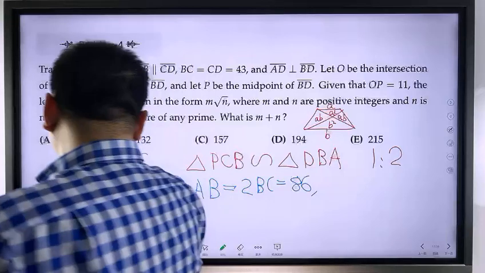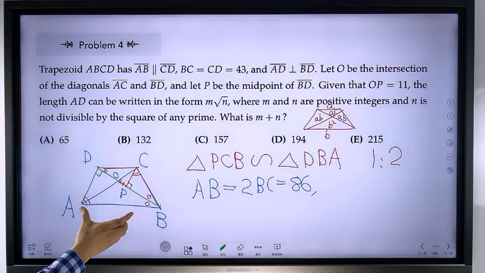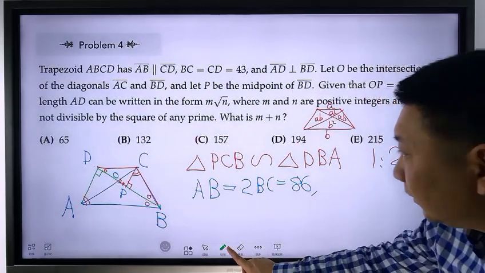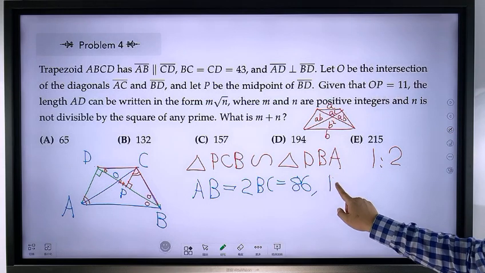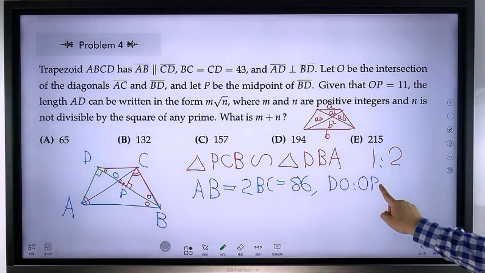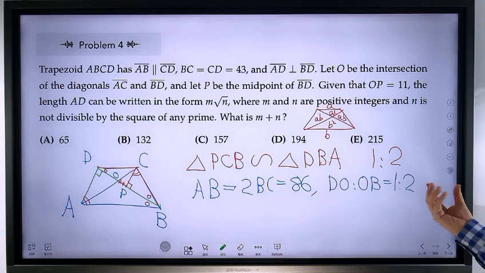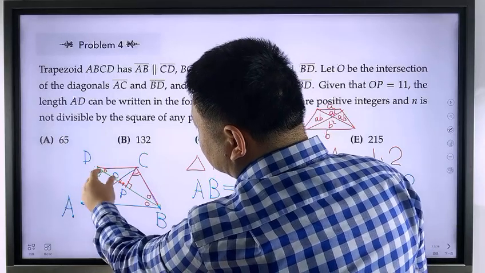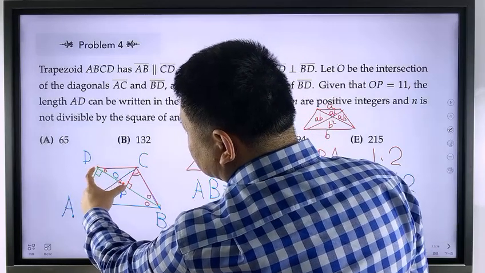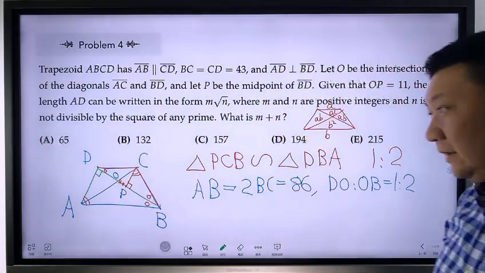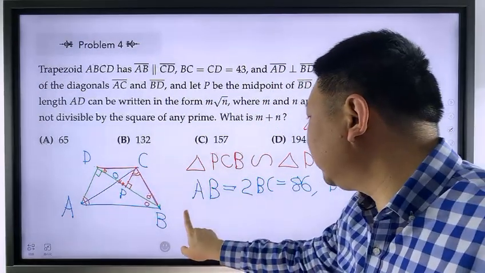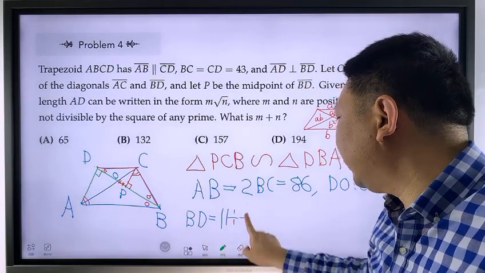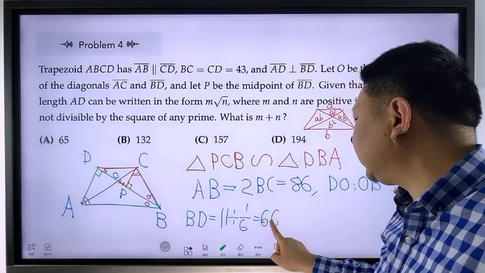So for me, my next step would be, I notice that DC versus AB is 1 to 2. So I can claim that DO versus OB is 1 to 2. Once you know that is 1 to 2, then you can do a simple fraction. DO versus OB is 1 to 2, so this is 1/3 of it. The whole thing is 1/2. So the difference would be 1/6, right? So from OP equals 11, you could get BD as 11 divided by 1/6. You could get this is 66, right?